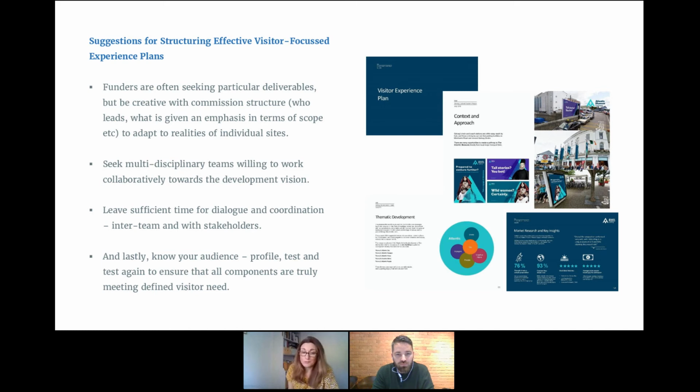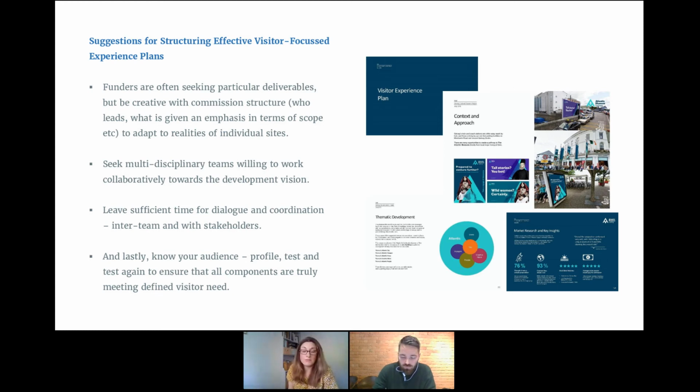Very practically, we'd also recommend, and we haven't touched much on this, happy to answer questions around this, leaving adequate time, sufficient time for dialogue and coordination, both within the team, particularly if you have multiple partners, but obviously with stakeholders and with communities. And that really leads us to our final point, that as we've tried to convey today, it's very much about knowing the audience.